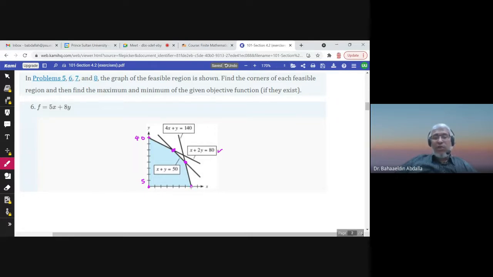So this point is the x-intercept of this line. To find the x-intercept, I put y equals 0. So 4x equals 140, and 140 over 4 is 35. So this is 35. Each unit here is also 5. This region is bounded and closed.